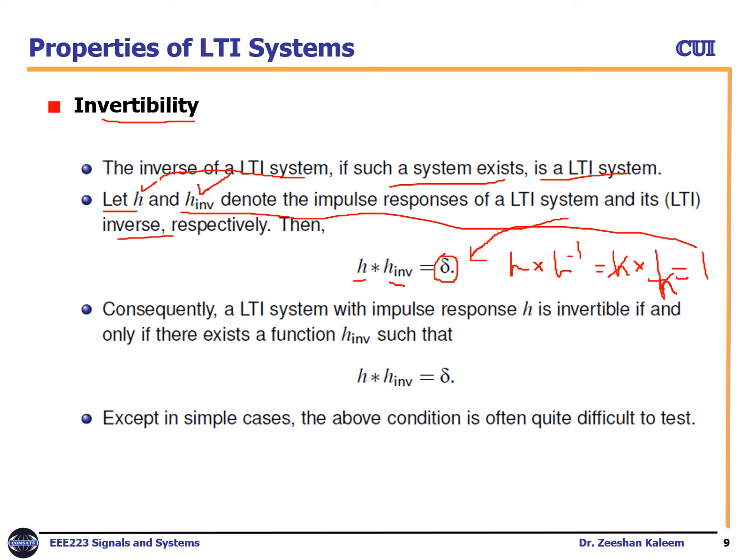Except in simple cases, the above condition is often quite difficult to test, right? When the impulse response is simple, like u(t) or some function like that, it is easy to solve, but usually it is very difficult to test this result. We have to find the system impulse response, then the inverse of impulse response, and then verify whether it is invertible or not.